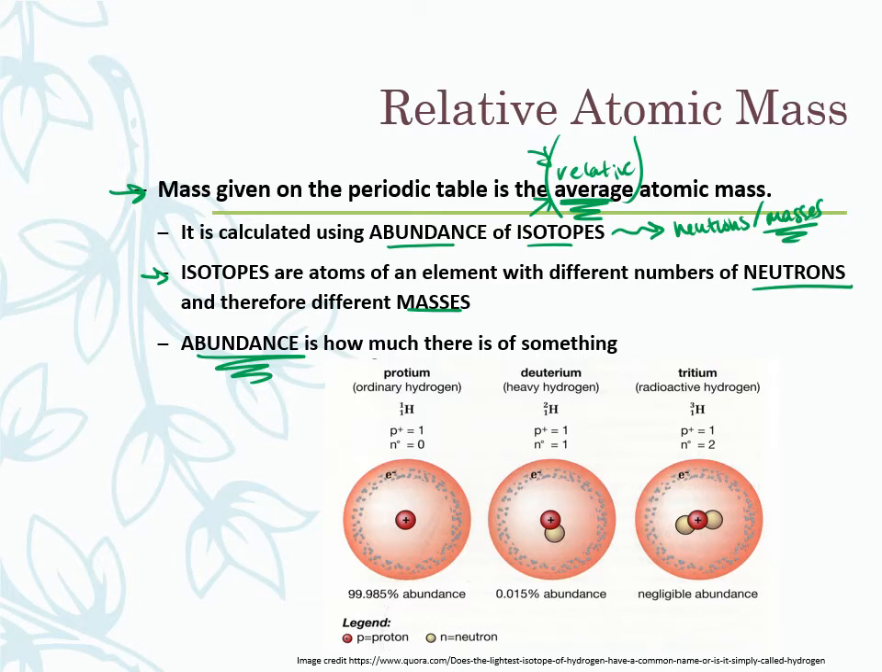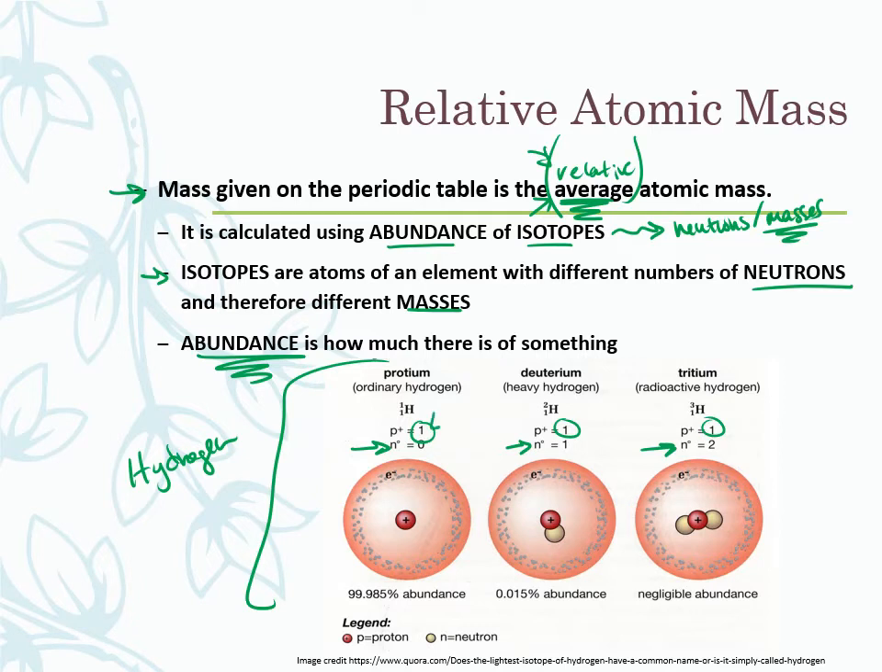And so if I'm looking at these three isotopes of hydrogen, they're all hydrogen because they all have one proton. And if you have one proton, you are hydrogen. What's different about these atoms of hydrogen is they have different numbers of neutrons. This guy has 0 neutrons, this guy has 1 neutron, this guy has 2 neutrons.